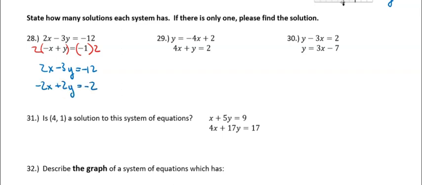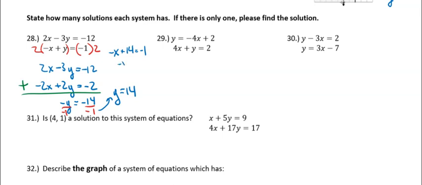Because again, the idea is additive inverses in front of one of your variables. I have additive inverse in front of x. Now I can add these together. The x's cancel out. And then here I get a negative y equals a negative 14. I'm going to divide each side by a negative 1. So I get y equals 14. Now I have to plug this back into one of these things. So I'll plug it back into this second equation.